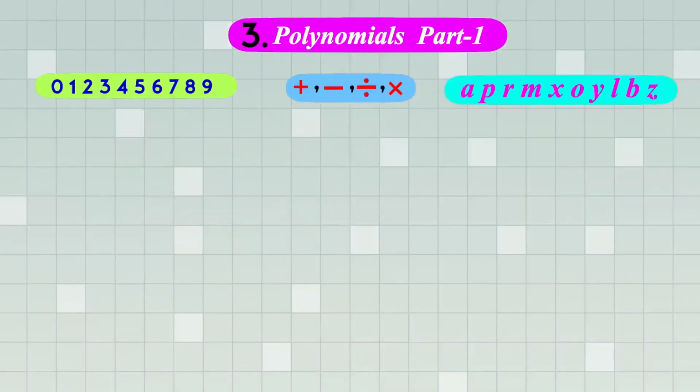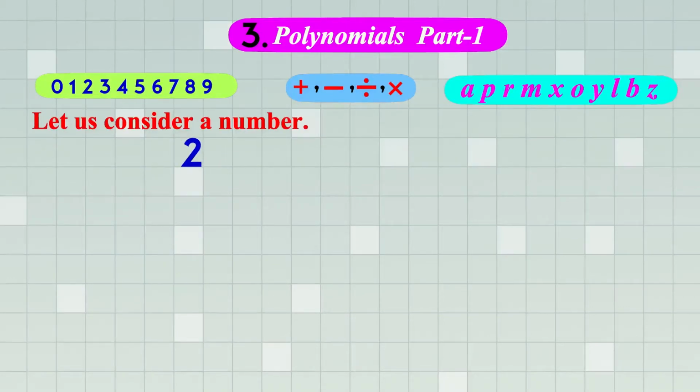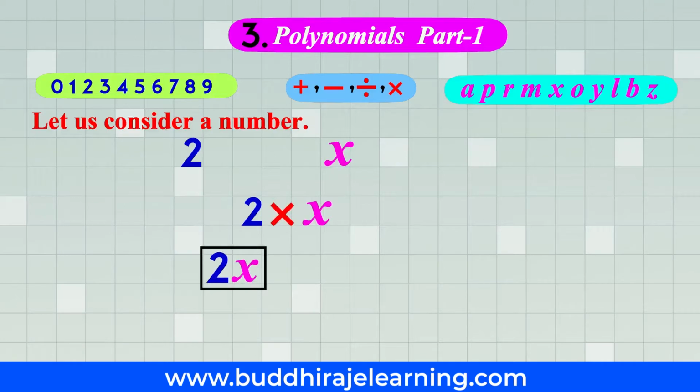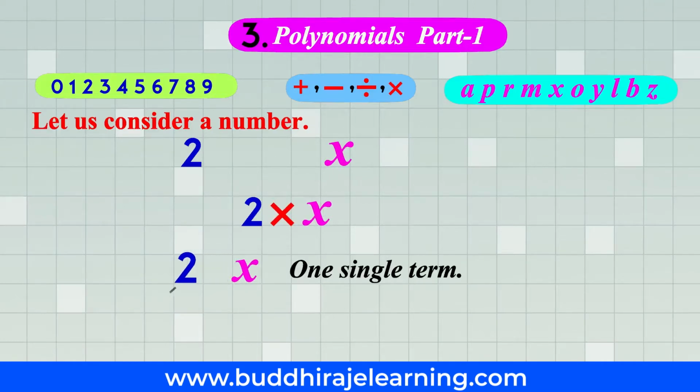Now students, let us consider a number, for example 2. Along with this 2, let us consider an alphabet, for example x. Now we have written 2 and x together. Between 2 and x, there is no sign. No sign means it is a multiplication sign, and when there is a multiplication sign between the two, this entire thing 2x is considered as one single term. In 2x, 2 is called coefficient and x is called variable.